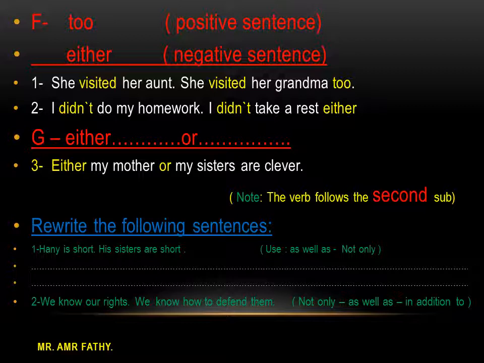Which one is the right answer? Of course, it will be is short. Why? Because, as I said, the verb with as well as follows the first subject, and the first subject here is Hani, so it will take is. So we say Hani as well as his sisters is short, not are. Common mistakes that happen in most students is that they use are. If you use are with as well as, the sentence will be wrong.